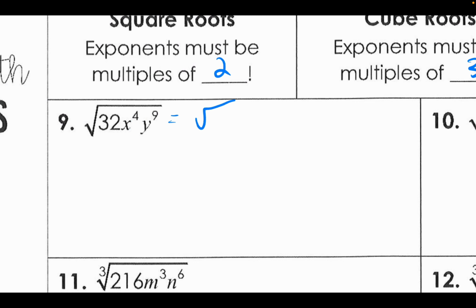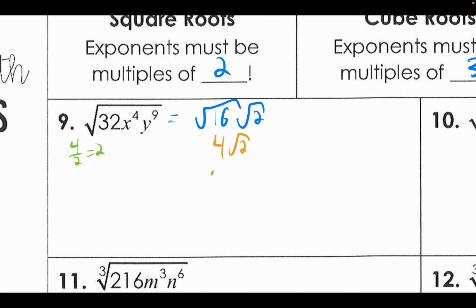I'm going to go ahead and do the numbers how I've been doing it, square root of 16, square root of 2, and call this 4 times square root of 2. For the exponents and the variables, I'm going to say we do this number divided by this number. We do 4 divided by 2, and we get 2. And so this ends up being 4x squared. The 2 is what happens there, because 2 goes into 4 2 times.